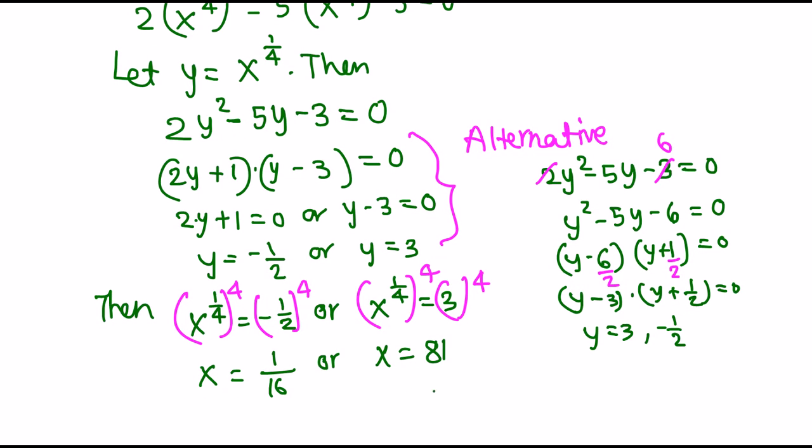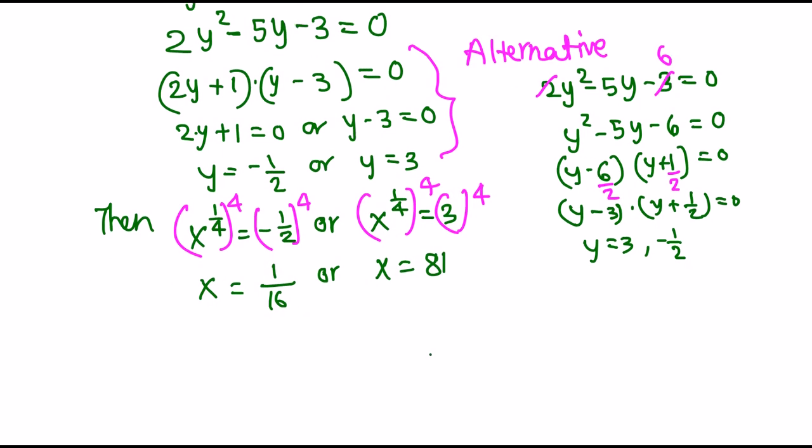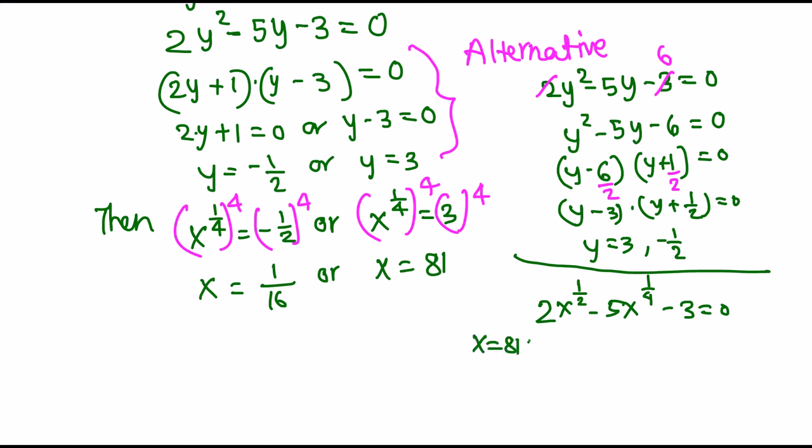Before we declare them as solutions, we need to check if they work. We want to plug these into the original equation. So let me write the original equation, which was 2x to the 1/2 minus 5x raised to 1/4 minus 3 equals 0. Okay, so let's plug in 81. This is easier. So x equals 81, 2 times 81 raised to 1/2.